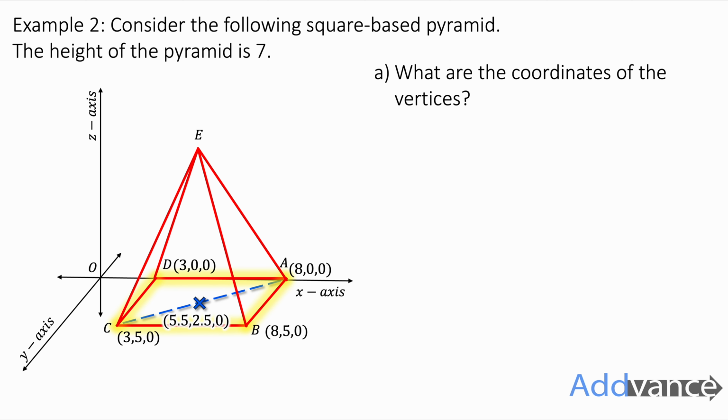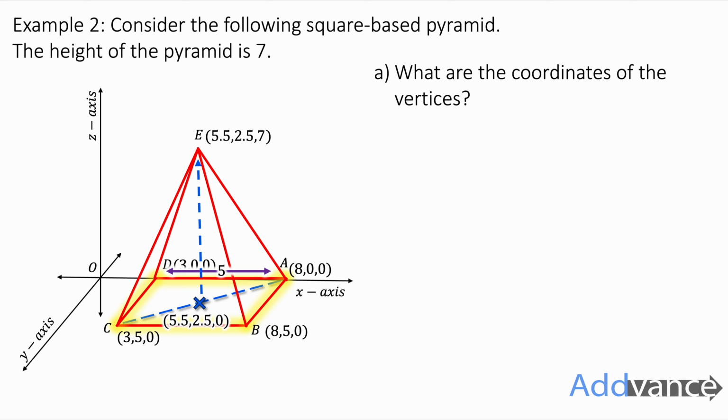We add the x coordinates together, divide by 2, add the y coordinates together, divide by 2, add the z coordinates together, divide by 2. We average out all the coordinates, and we get 5.5, 2.5, 0. And that is the midpoint of the base. Now, we know the height of this is 7, because it says so in the question. So the coordinate of E is 5.5, 2.5, 7. And we found the coordinates of E.